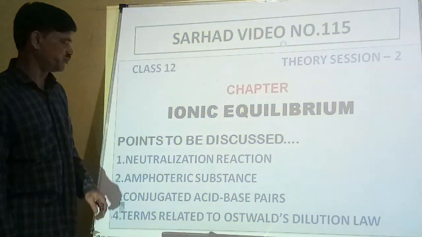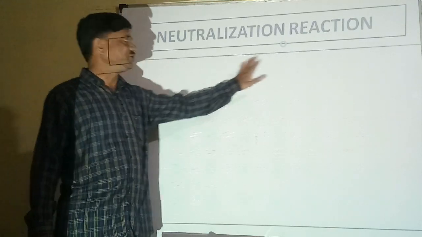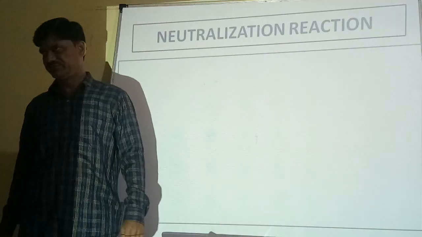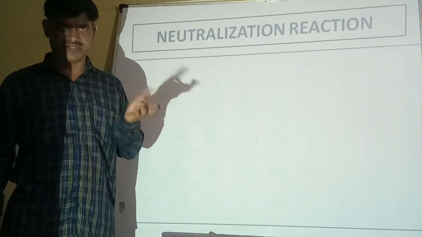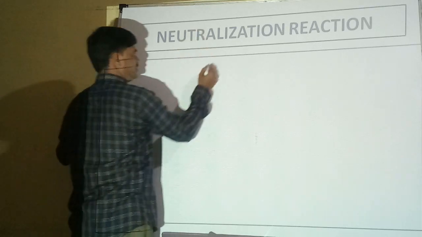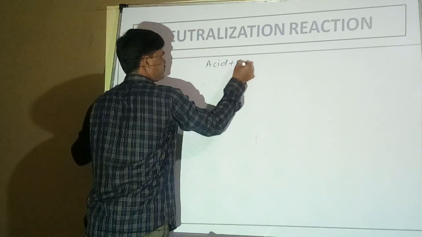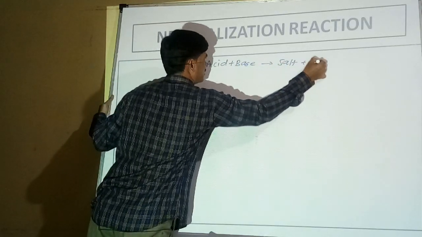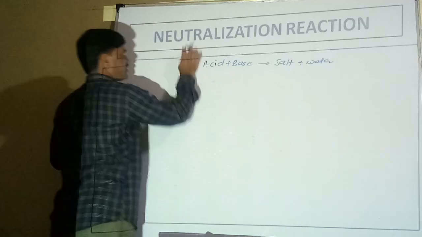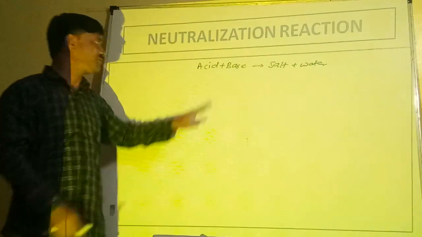Let us start with the first point. What is the first point in front of you? It is known as the neutralization reaction. Students, you are already familiar with this point from lower classes. You can easily tell me, what is this? A reaction involving acid and base, for which purpose? To produce salt and water. This is called which reaction? Neutralization. No doubt, it is also a correct definition of neutralization.